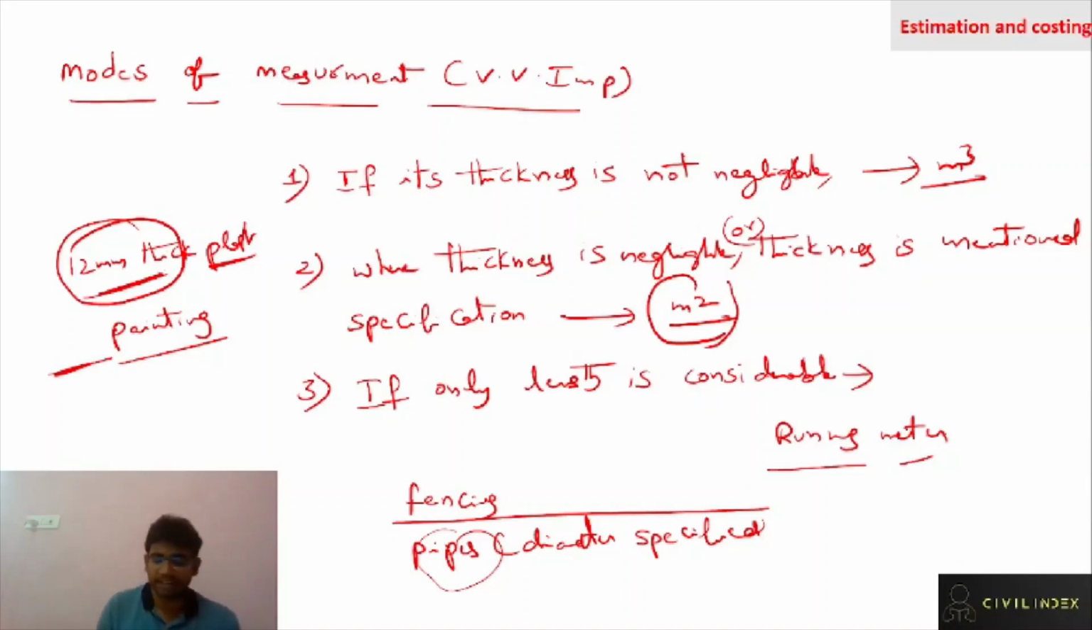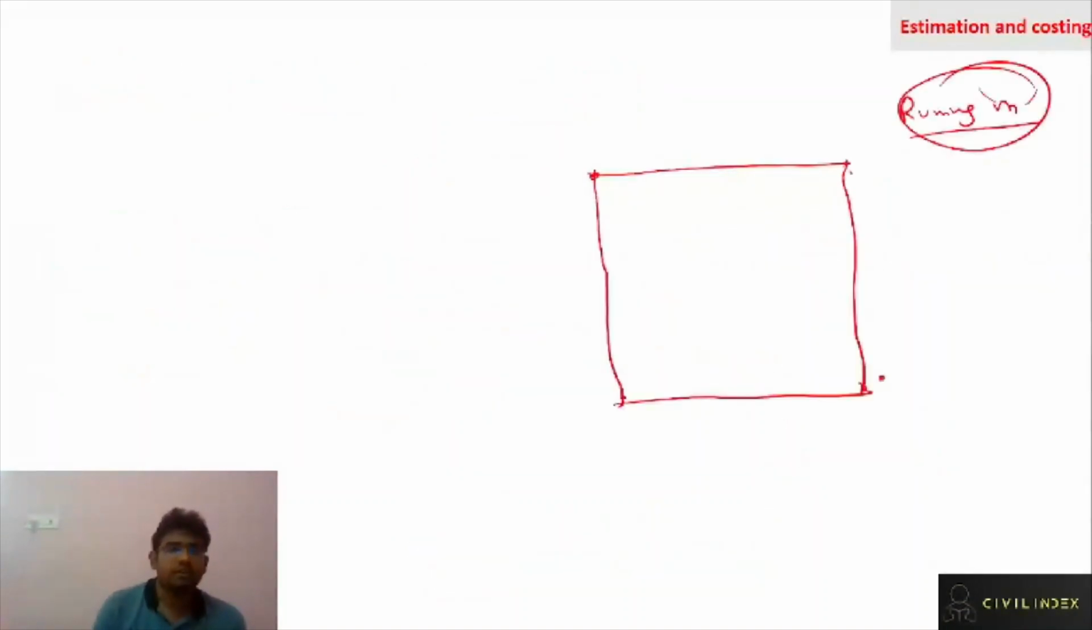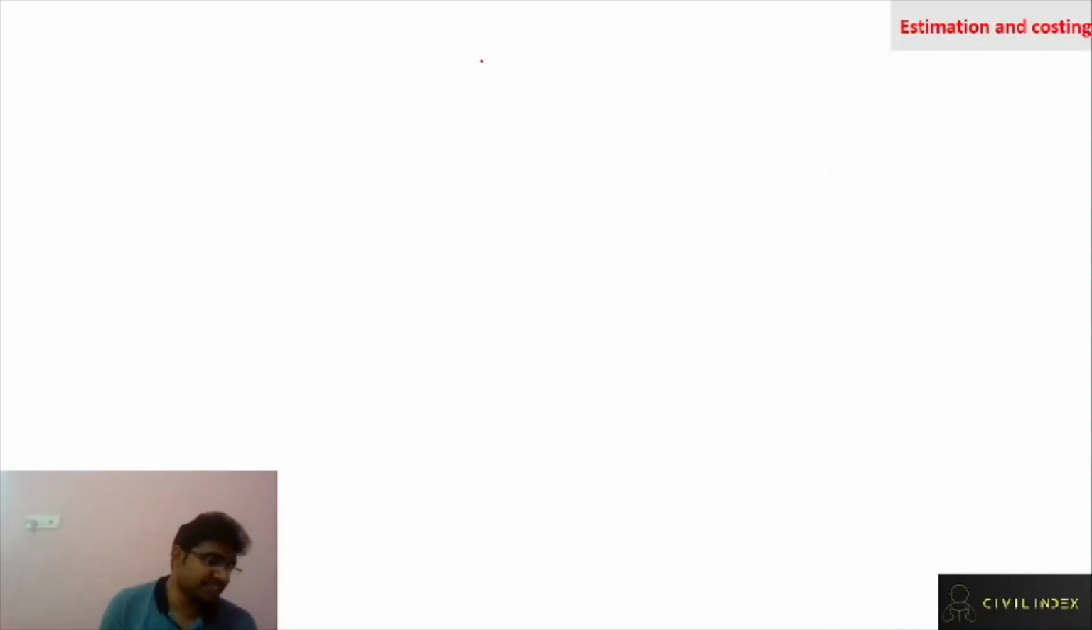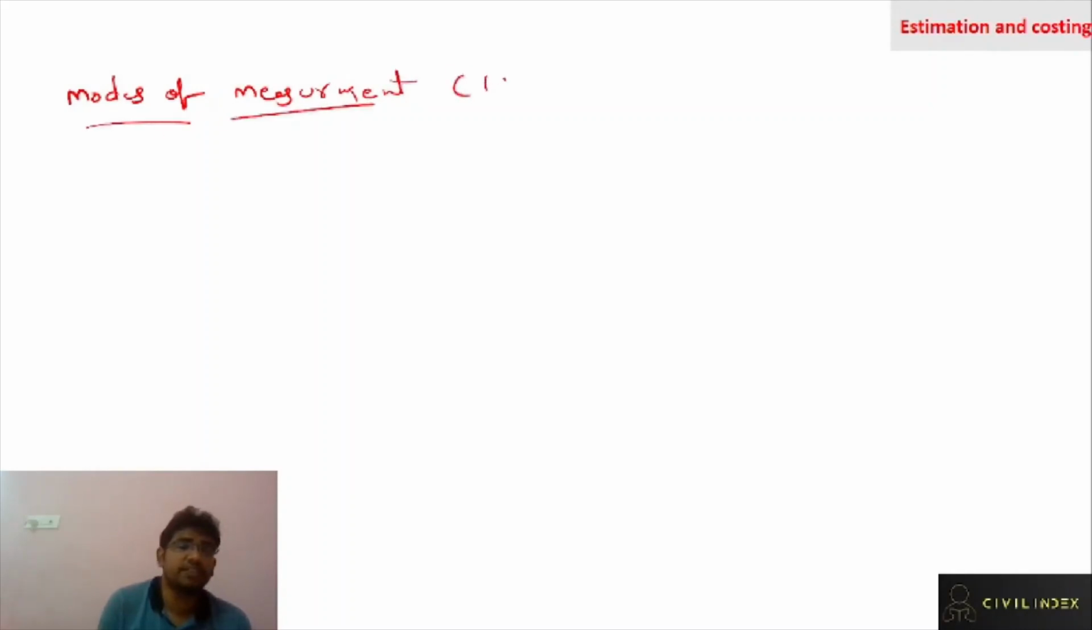Okay, now see the point. Whatever these modes of measurement are, this is given in IS 1200. Modes of measurement is taken from which code book, guys? IS 1200. Now for different items, we will see what the modes of measurement are. Remember, this is very, very important.